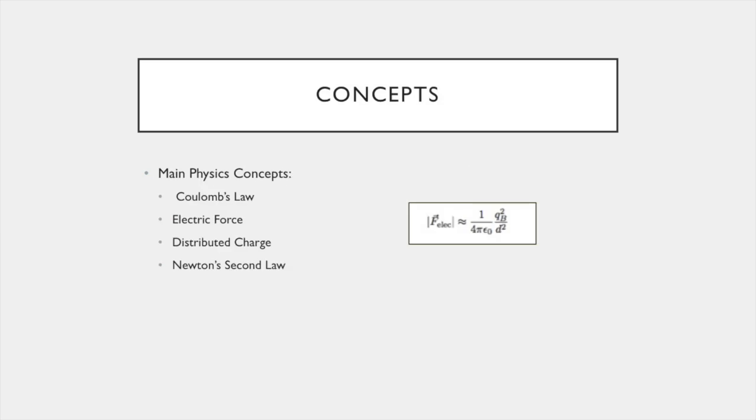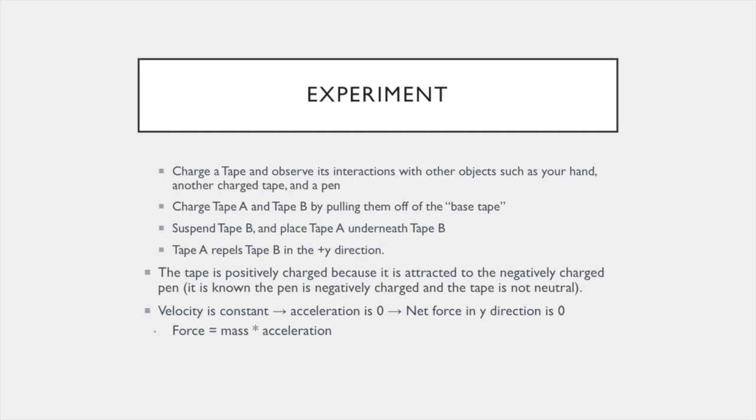Some major concepts for this lab are Coulomb's law, electric force, the idea of a distributed charge, and Newton's second law. In this experiment, two tapes were charged and its interactions with other objects, such as a hand, another charged tape, and a pen were observed. To do this, tape A and tape B were charged by pulling them off of the base tape. Then, tape B was suspended and tape A was placed below tape B. It was seen that tape A repels tape B in the positive y direction.